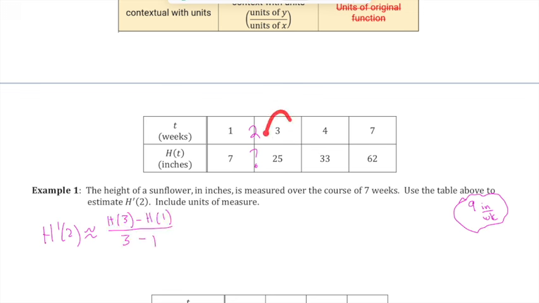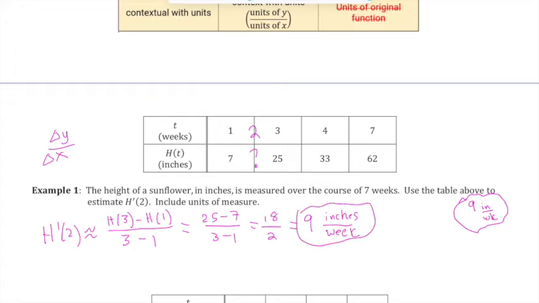and again, we're going to use this point and this point to estimate. So it's going to be h of 3, which is 25, minus 7, all over 3 minus 1. So if we do this calculation, on the top we get 18. On the bottom we get 2. And so this equals 9. Now again, always try to include your units. So again, our units are going to be y over x. So our units are going to be inches, because that's the y variable, per week.